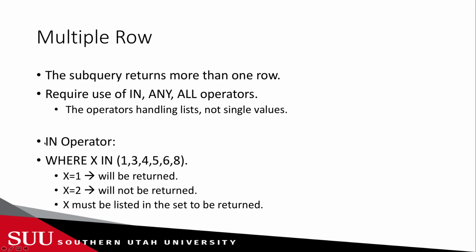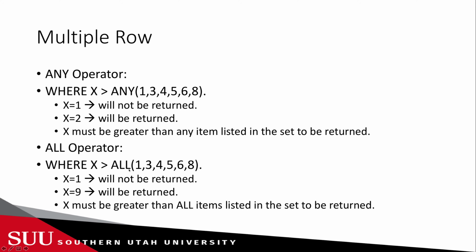If we talk about the IN operator, let's say I say where x is in 1, 3, 4, 5, 6, and 8. If x turns out to be 1, it will be returned. If x turns out to be 2, it will not be returned. The basic idea is that x has to be present in this list to be returned. Otherwise, we'll just ignore it.